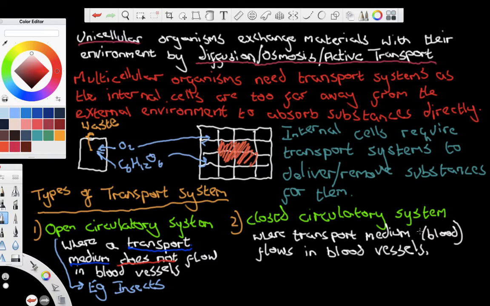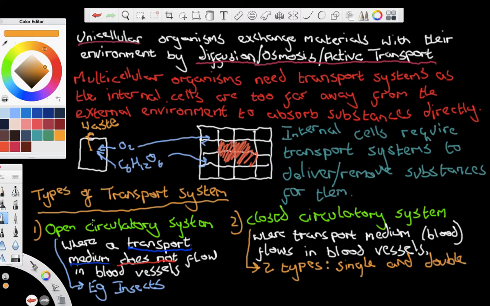Now, there are two types of closed circulatory system. We're not going to talk about them today. We're going to save that for next lesson. However, I will just touch upon it. Closed circulatory system, there's two types. We've got single closed and double closed. We'll talk about that more next lesson, but it's worth mentioning here.